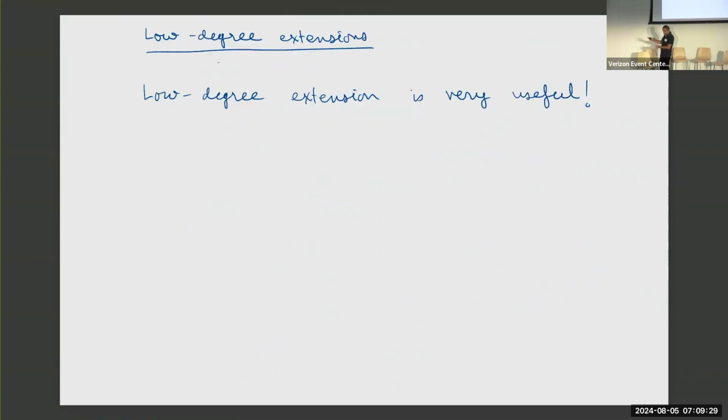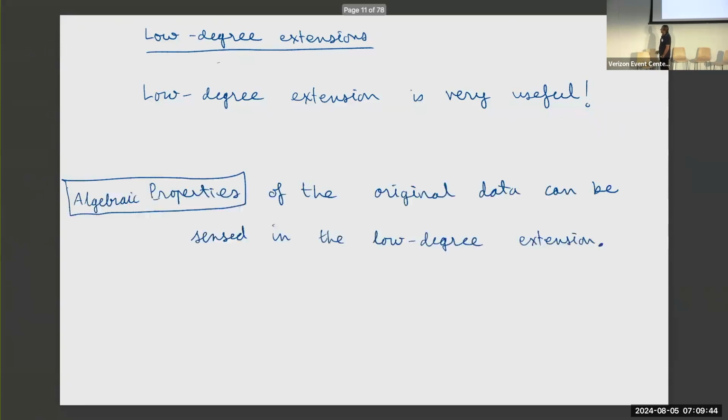And low degree extensions are very useful in theoretical computer science. I will summarize it with two slogans, both of which are wrong when you write them as they are, but there's some quantitative way where you can justify it with some struggle. The first statement is that algebraic properties of the data can be sensed in the low degree extension. You had your original data and you extended it from d to n. And if there was some algebraic property of your original data, then its influence can be felt in the other values of the low degree extension.